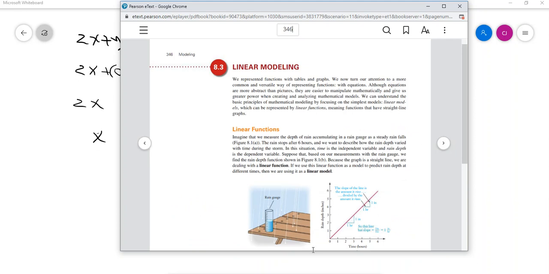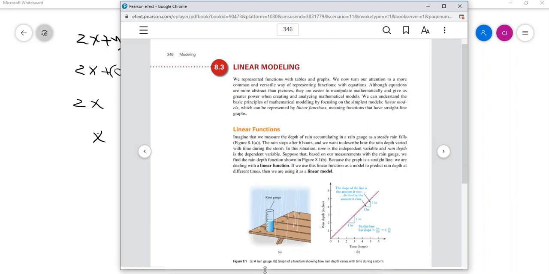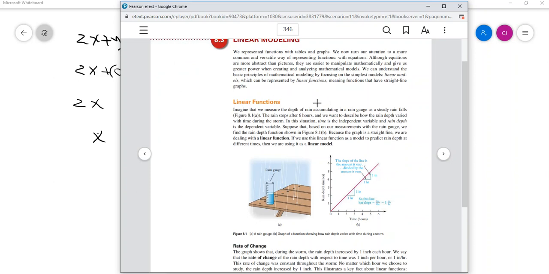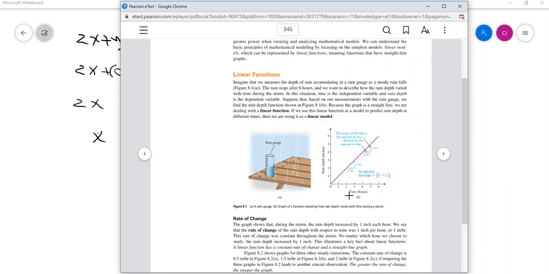Okay, so 8.3, linear modeling. It's the exact same things we were just doing, okay? Linear functions, it just means that what we were doing, same thing. We have a relationship between two variables, and we're assuming that the relationship is a straight line. If we plotted all the points that satisfied the equation, all the ordered pairs of numbers that satisfied it, we would have a straight line like this here.